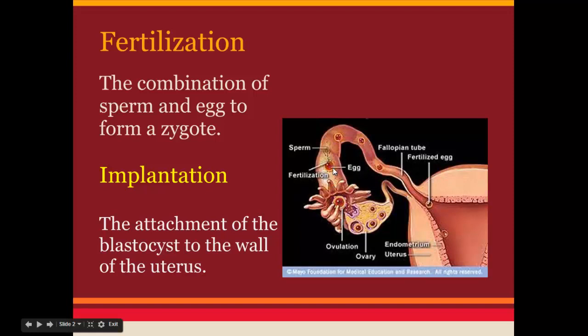Over here, what you see is an egg and a sperm coming together, and that is fertilization. So we combine a sperm and an egg, and we form a zygote. I'm sure you remember we take a sperm with 23 chromosomes, an egg with 23 chromosomes, and we end up with a zygote that has 46 chromosomes. And that's great, but a zygote is only one cell. So the question we need to answer is, how do we go from one cell to an entire human baby?